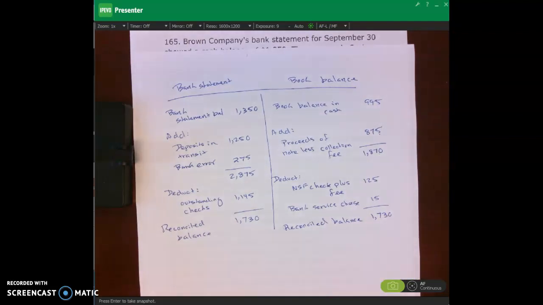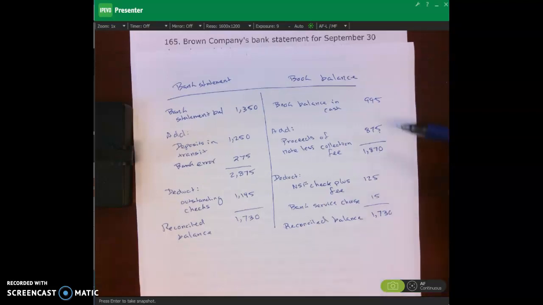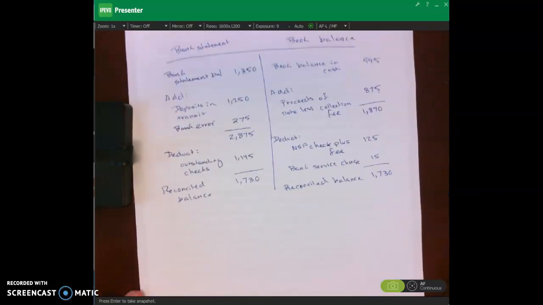And then step 9 on page 162 would be to make sure that these are the same dollar amounts, and they sure are. And then the next thing that we have to do is do some journal entries to get the balance in cash, which is $995, to $1,730. So we have to do journal entries for this addition to cash, and then these subtractions to cash, okay? So let's look at that one.